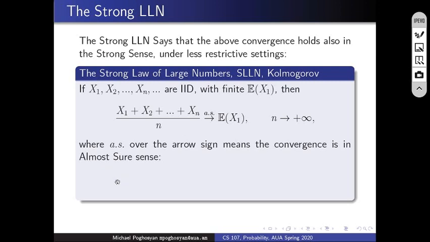And what does this mean? This means that the probability that this is tending to the expected value of x1 is 1. So it can happen that this is not tending to this at some omega, well, at some point, but the probability of that point is 0. So with probability one, we will have that this is tending to that.